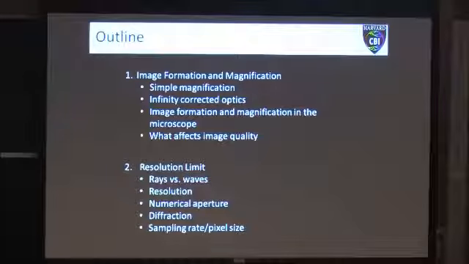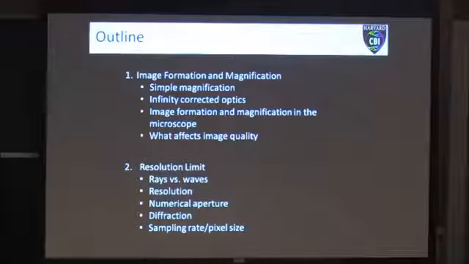Okay, so what I'm going to do is try and talk about these two things today. I think these are the most important things to really get the basics of a light microscope. The first section is just going to be image formation and magnification. We're going to start by looking at some really simple systems and build up to what actually happens in a modern microscope. And then we're going to talk about the resolution limit of microscopes as well.